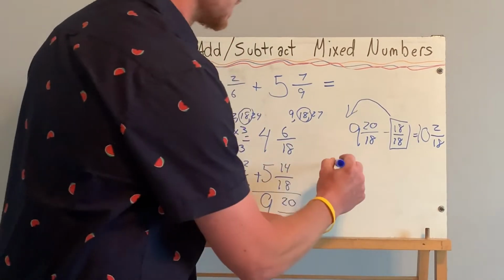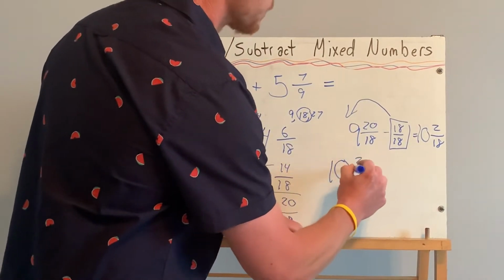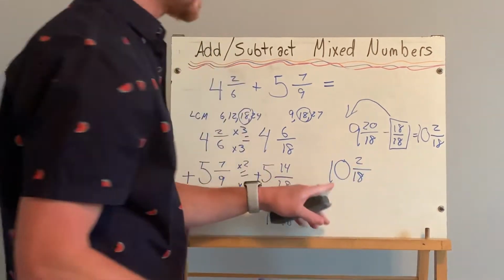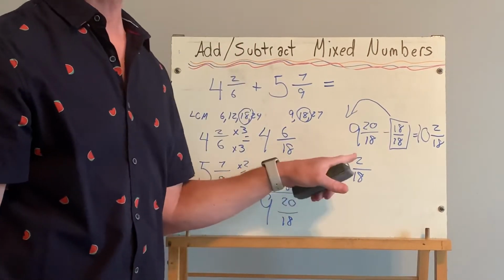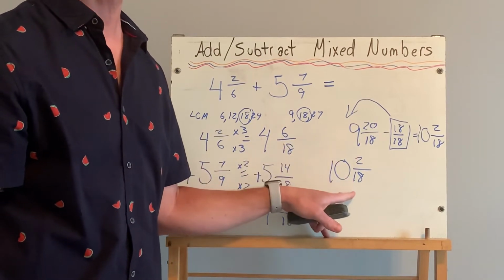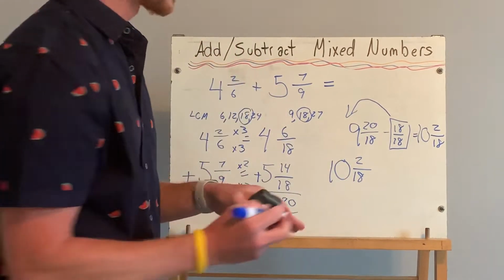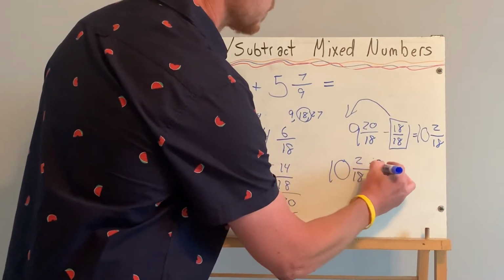But we have to ask ourselves, can we simplify 10 and 2/18? And the answer is yeah, we can. Our greatest common factor of 2 and 18 is 2. So I can use that to simplify.